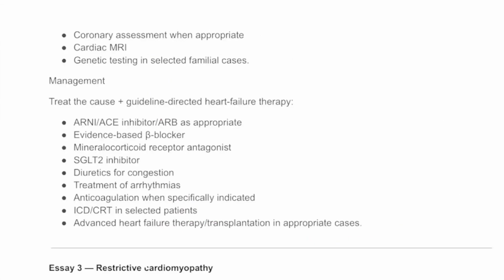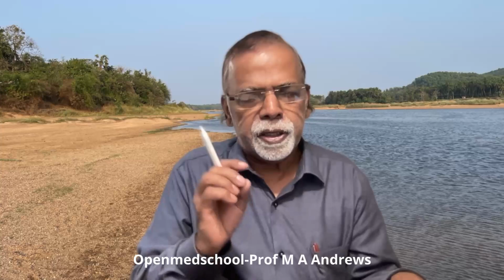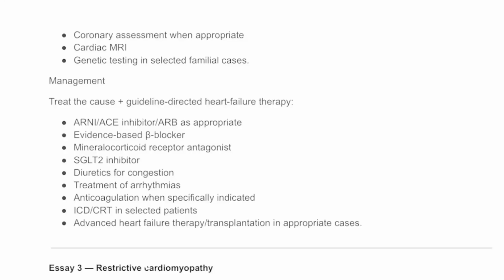So now we are going to the management. The management of dilated cardiomyopathy, just like any patient with heart failure with reduced ejection fraction, you go for the guideline-directed medical management. The four pillars that we have discussed earlier. The four pillars are ACE inhibitor or ARB. Second is an evidence-based beta blocker, a mineralocorticoid receptor antagonist, and an SGLT2 inhibitor. These are the guidelines. In addition, there are diuretics.